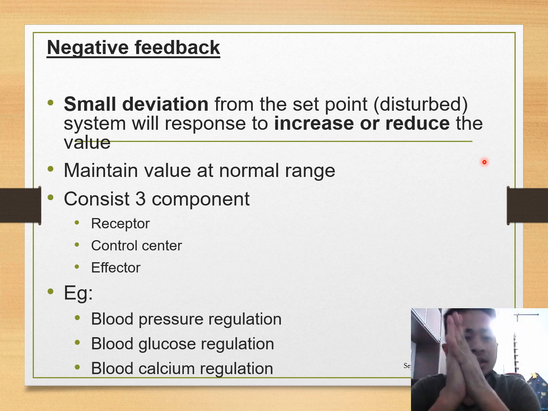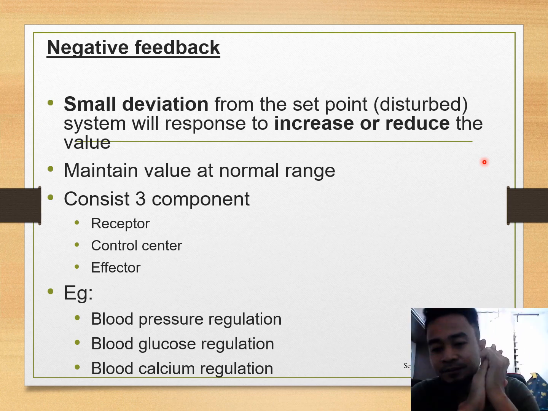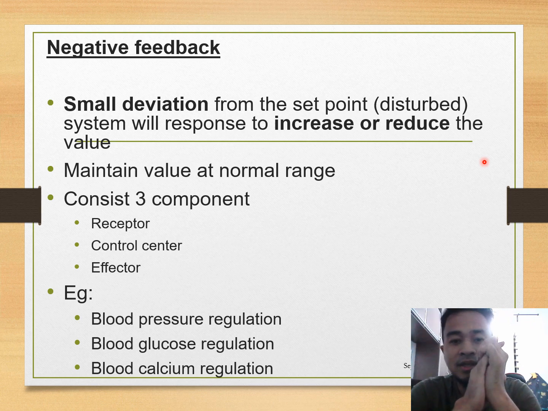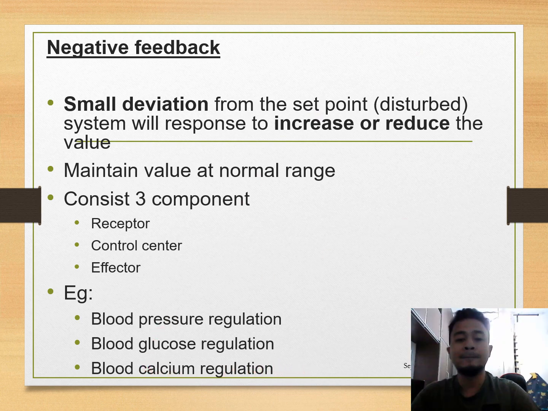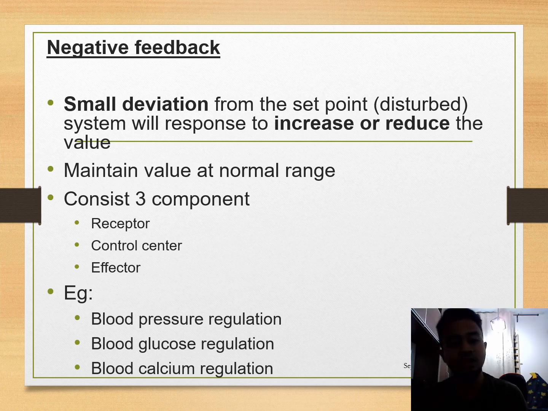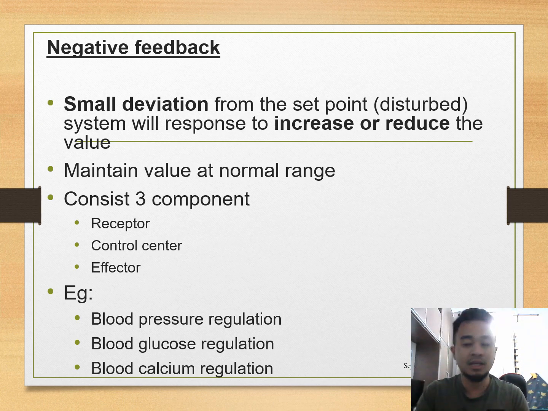We are referring to a small deviation from the set point, which is something that has been disturbed. The system will respond to increase or reduce the value, in which it wants to maintain a normal range. So there are three components that help our body to achieve this. Number one, receptors, control center, and the effectors. For example, here we stated blood pressure regulation, blood glucose regulation, and blood calcium regulation. So everything of this needs to be regulated within our body.